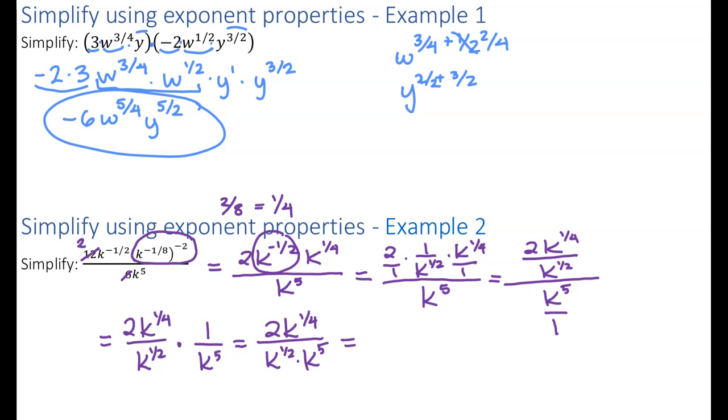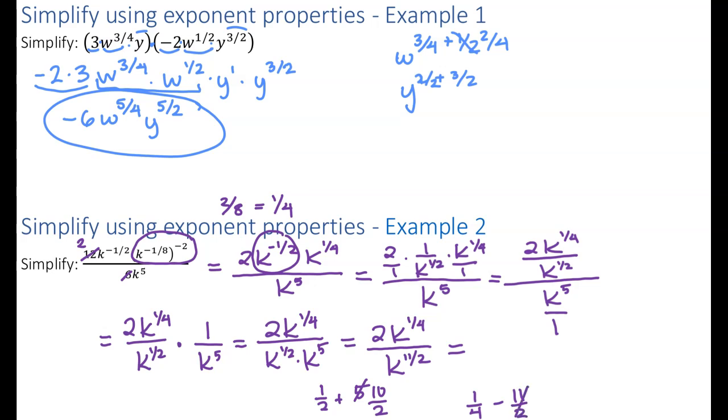So what do I have? Let's go ahead and combine the bottom two first. If you're comfortable, it is fine if you're combining a couple of these steps. To combine the bottom two, I'll have to add 1/2 to 5. So 5 is the same as 10 halves, which means that we will get k to the 11 halves. And then to do that final step, we need to subtract exponents. So 1/4 minus 11 halves.